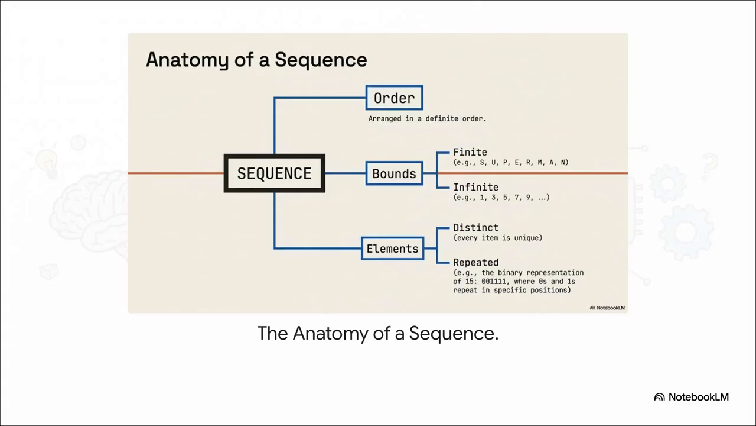And you can break down any sequence by looking at 3 key things. First, it has a specific order. Second, it has bounds. It can be finite, with a clear end, like the letters in your name, or it can be infinite, like all the odd numbers, just going on forever. And finally, its elements. The actual things in the sequence can be totally unique, or they can be repeated.